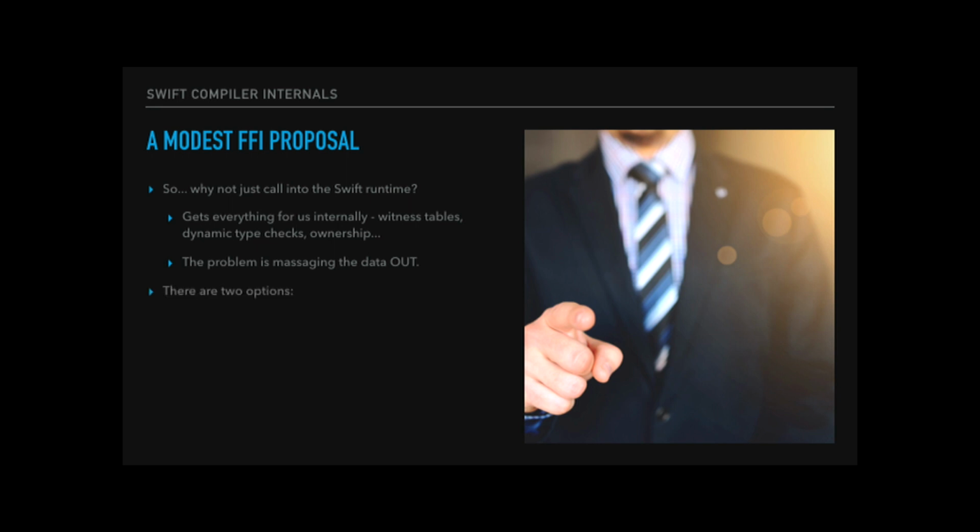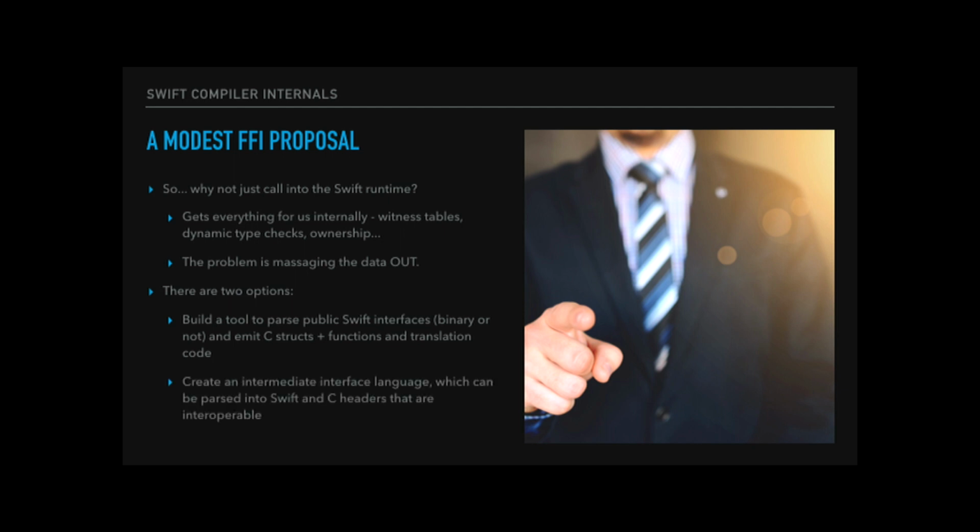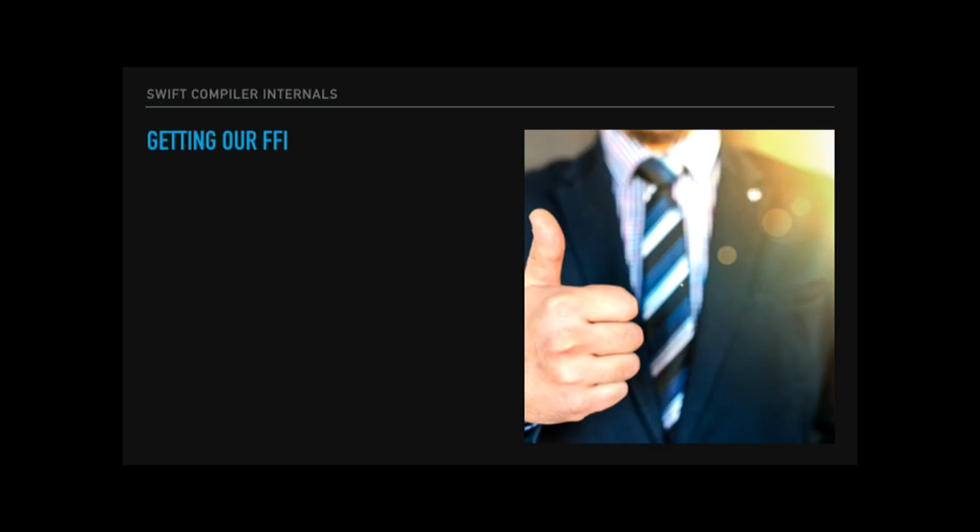So there's two options here for an FFI. Build a tool to parse public Swift interfaces and emit C structs and functions and translation code. This is what the @objc decorator already does for Objective-C. The ship has probably sailed on this. Or create an intermediate interface language where you would write interfaces in that language, and then you'd run some kind of tool on it, and it would generate Swift code and C code for you. Protocol buffers are actually a good candidate for this, believe it or not, if you're familiar with what those are. Here's how we get our foreign function interface.